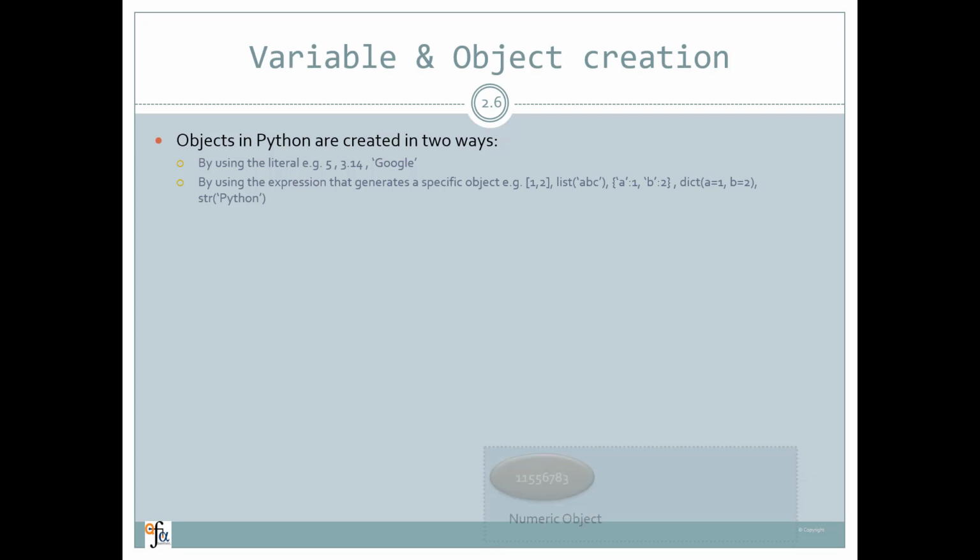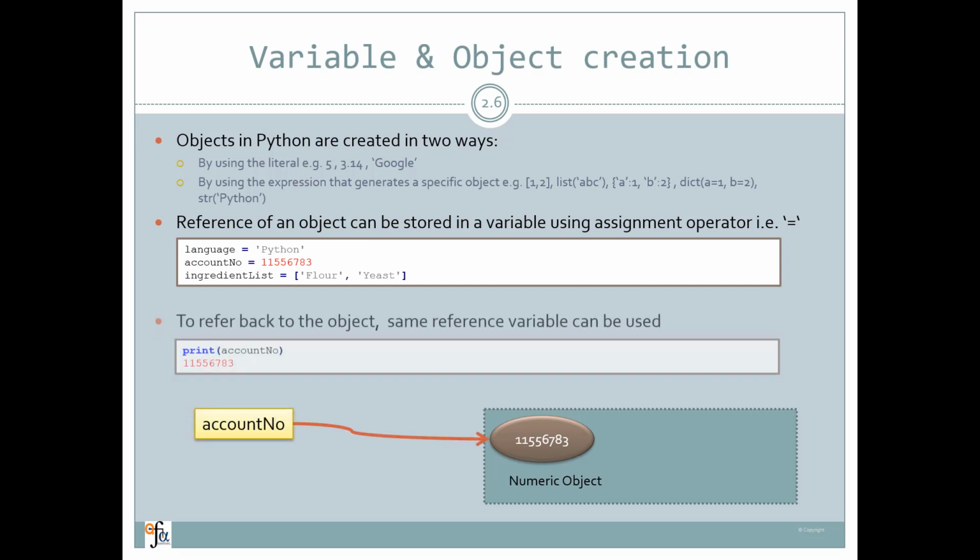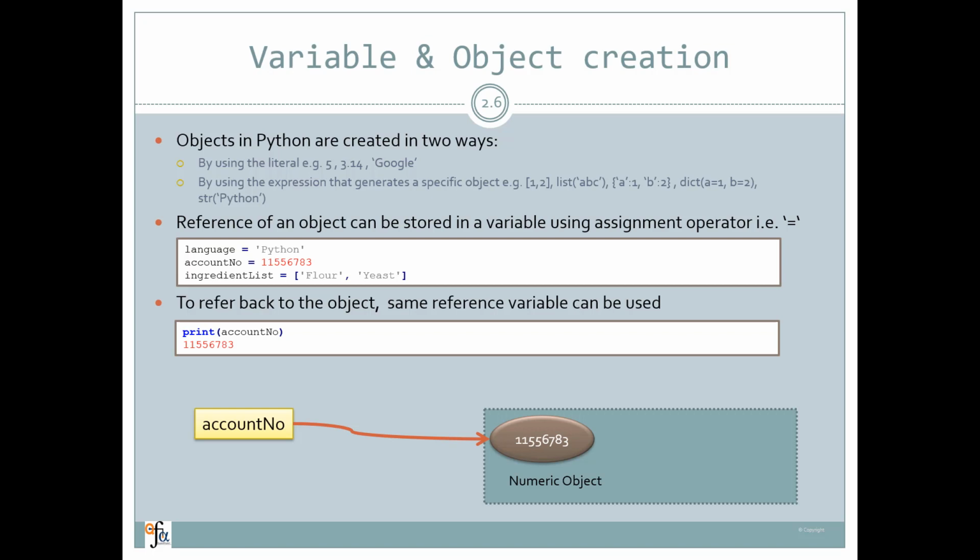When Python encounters such an object for the first time, it allocates some memory and creates the object. Now, when you assign this object to a variable using the assignment operator, what Python does differently to other programming languages is that it always stores the reference of that object and not its value. This is different from Java or C++, where a variable holds the actual value. Now, if you want to refer back to the object, you can use the same reference variable in an expression to get the desired object.